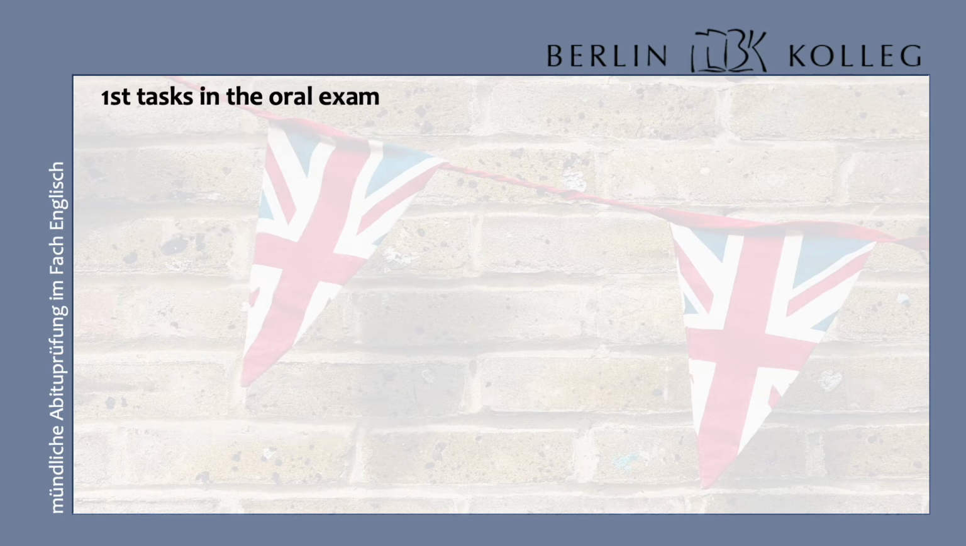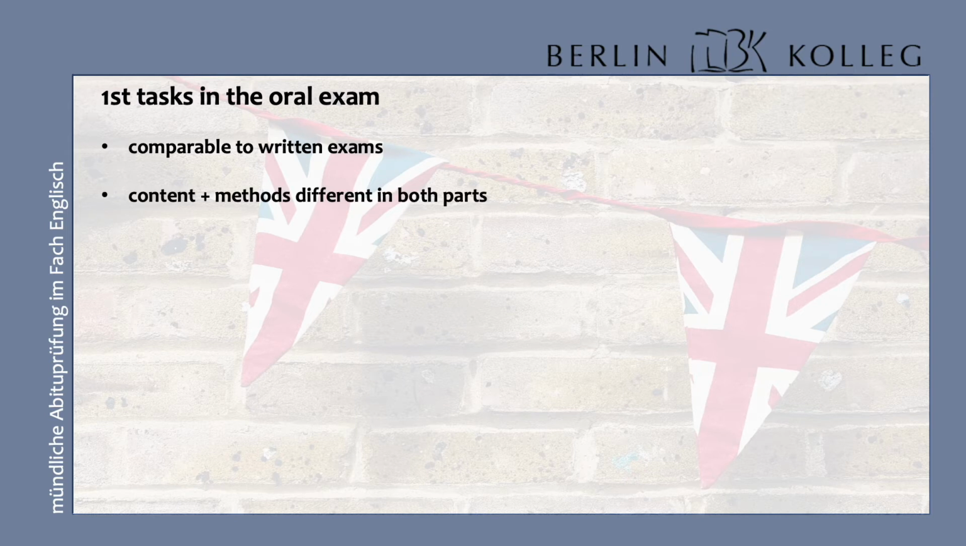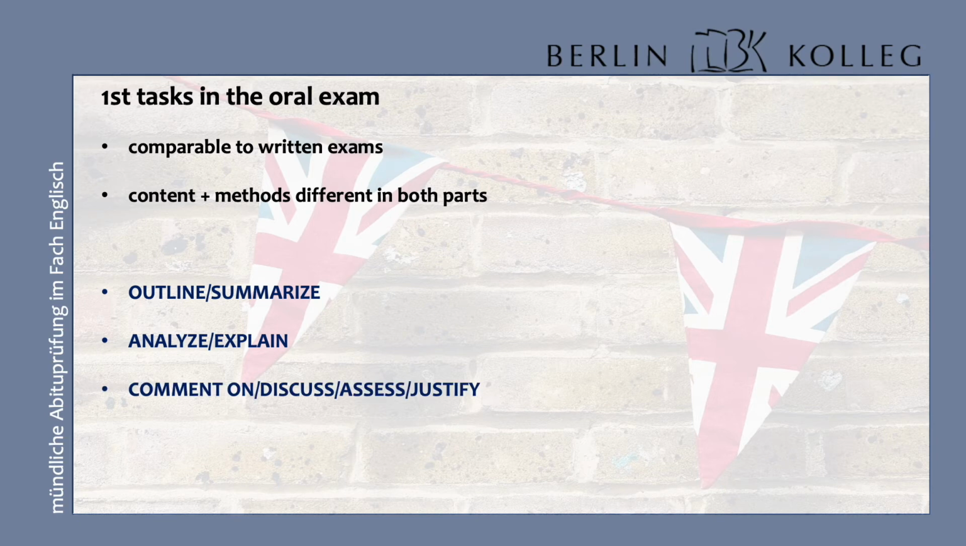The requirements for the oral examination are basically the same as for written exams. The tasks and material correspond to the level of difficulty of the task worked on in Q4. The two parts of the examination differ in terms of content and method. The task of the oral examinations must give the opportunity to shine in all areas. That means that the same task and descriptors are used as in written exams. So you can expect outline, summarize, analyze or explain, comment on, discuss, assess, justify.